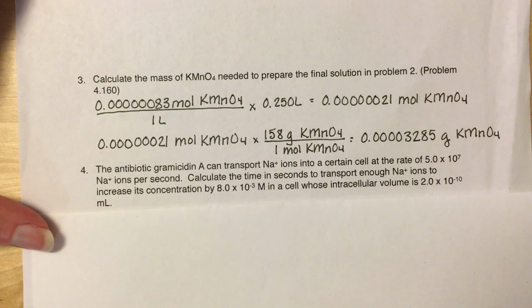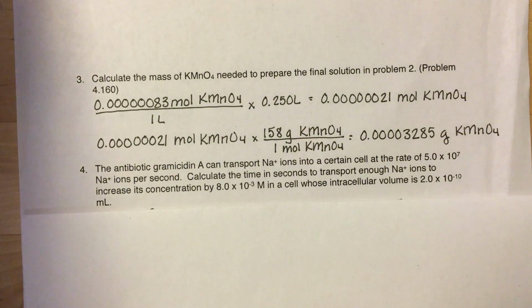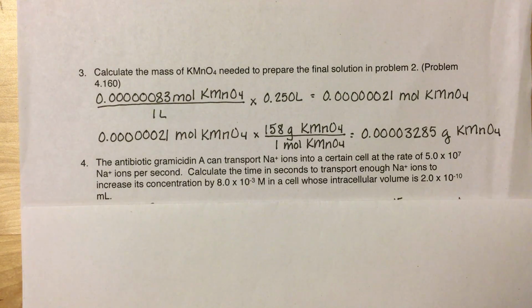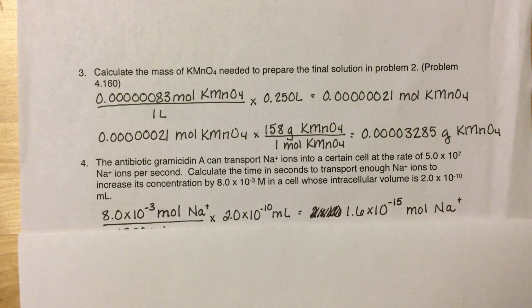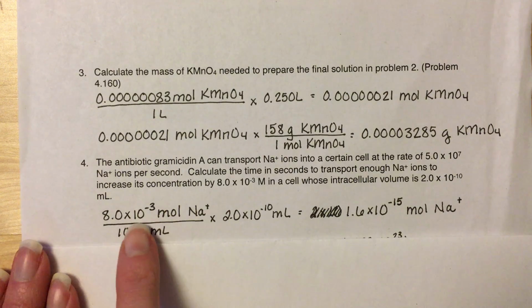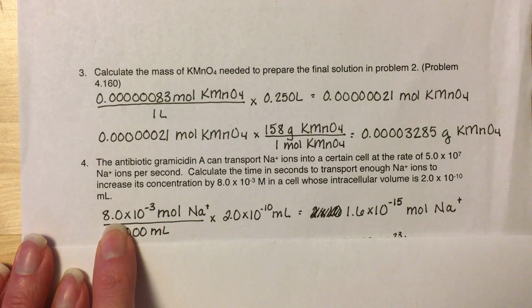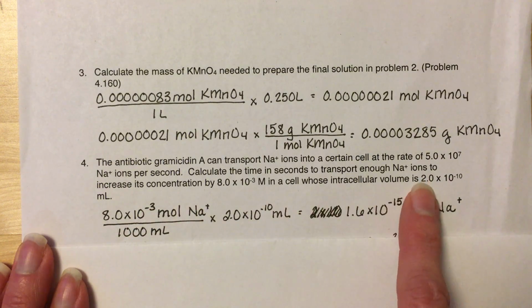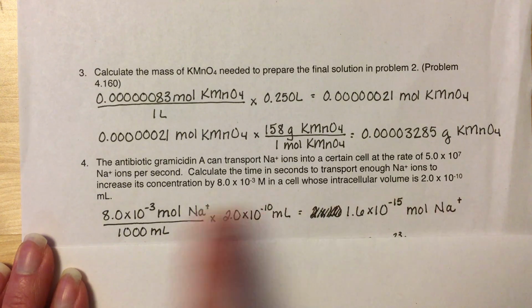In the last problem, we have information about an antibiotic that puts sodium ions into a cell at a rate of 5 times 10 to the 7th ions per second, not moles, and we want to know how long it would take to increase the concentration of a cell by 8 times 10 to the minus 3 molar sodium ions. And so this problem is kind of tricky. We know that we want to increase the concentration by 8 times 10 to the minus 3 moles per liter. The volume of the cell is 2 times 10 to the minus 10 milliliters.